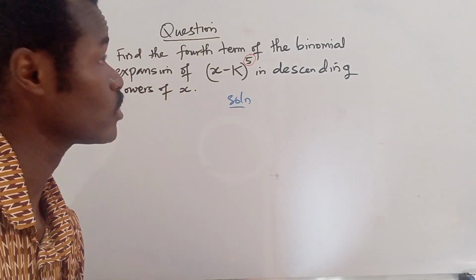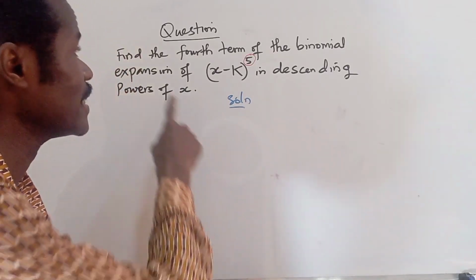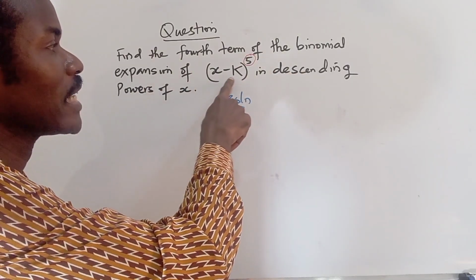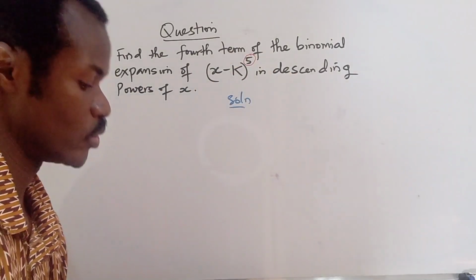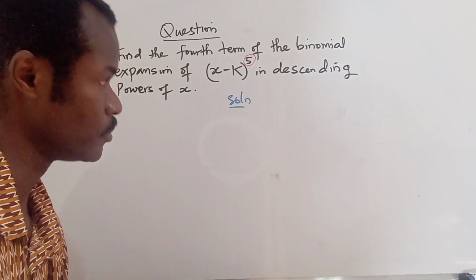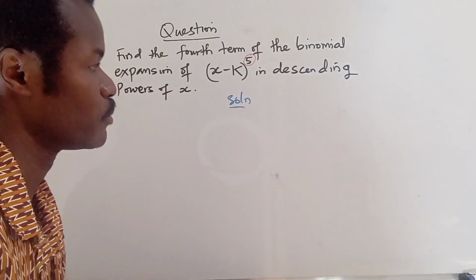Okay, so let's get right into today's question. It says, find the fourth term of the binomial expansion of (x minus k) raised to the power of 5 in descending powers of x. So how do we go about solving this problem?